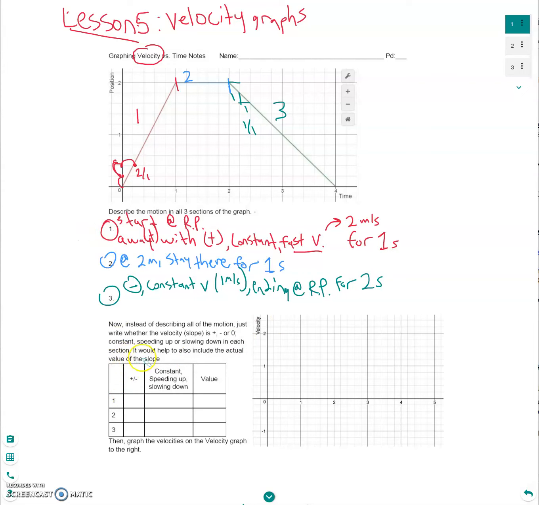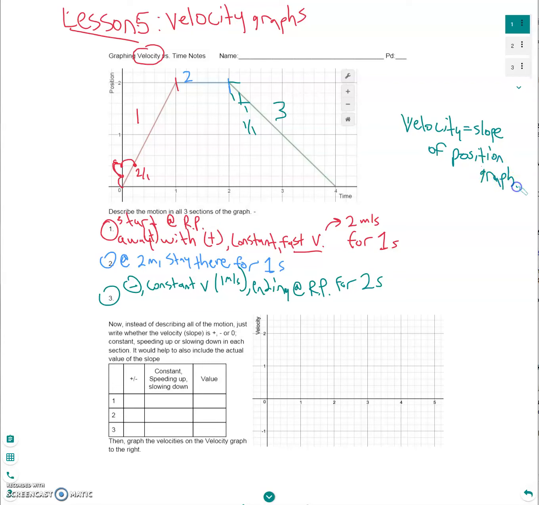We described the whole motion, and now we should be able to take this and convert it to what we are going to do as a velocity graph, which is graphing the velocity. And remember, velocity, the reason I was calculating the slope here is because velocity is the slope of a position graph.